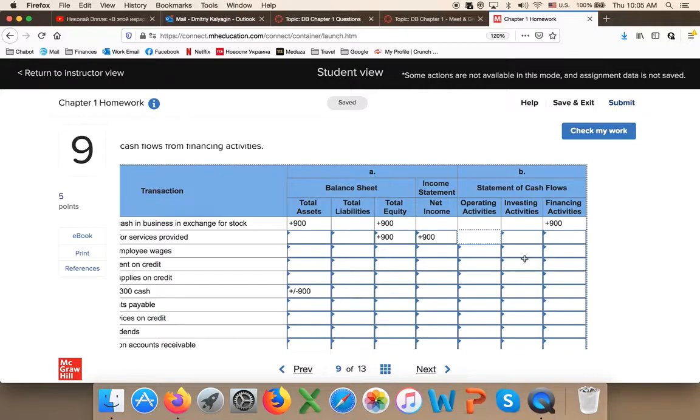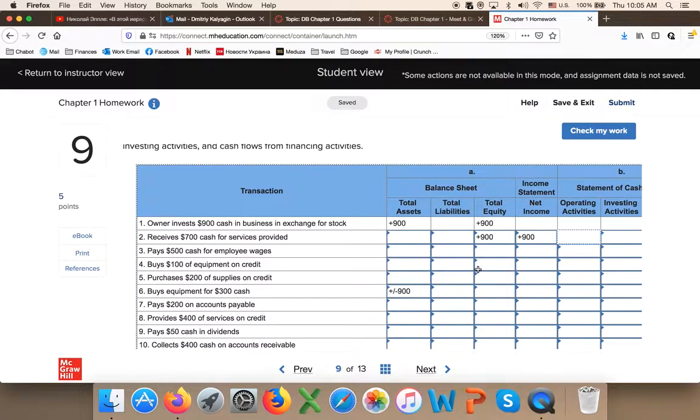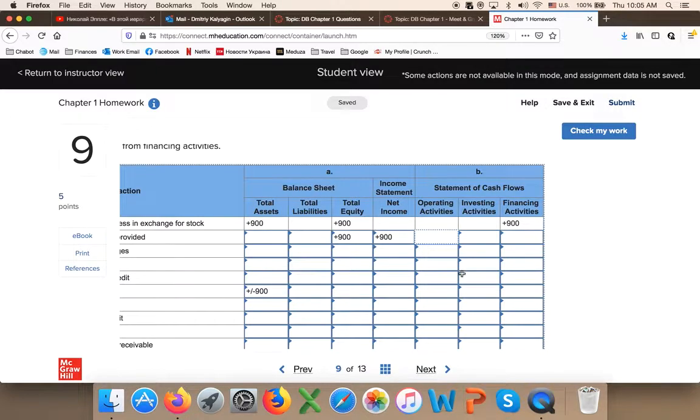Again, the last 3 columns are only for those transactions where you have cash. So like 1, 2, 3, there is cash. So it will impact the statement of cash flows. But in number 4, there is no cash. Cash is not involved here, so nothing will be put for the statement of cash flows.